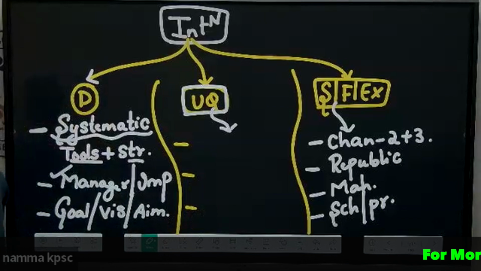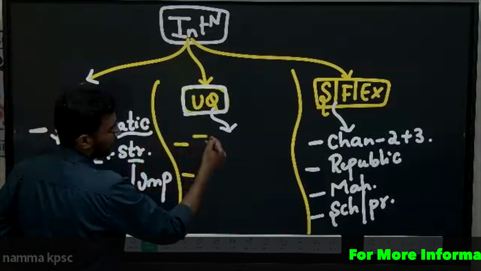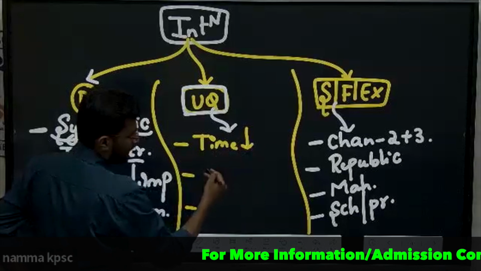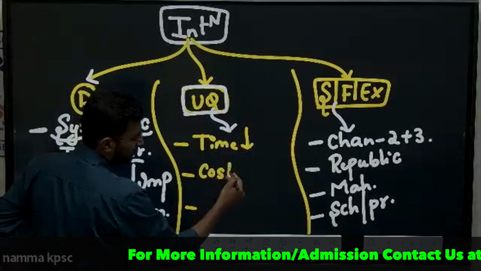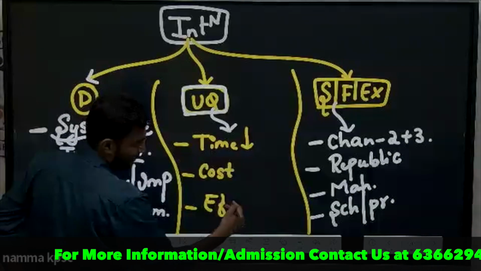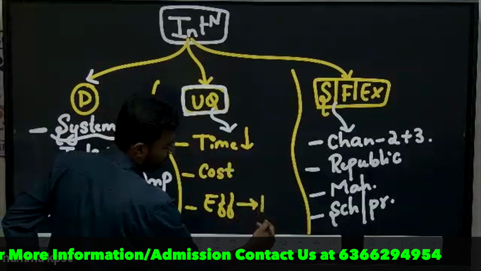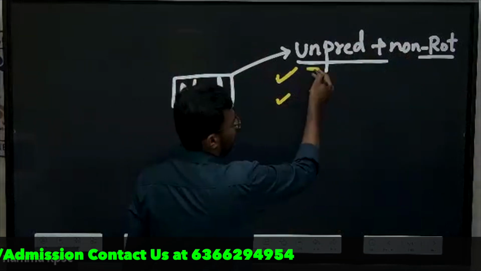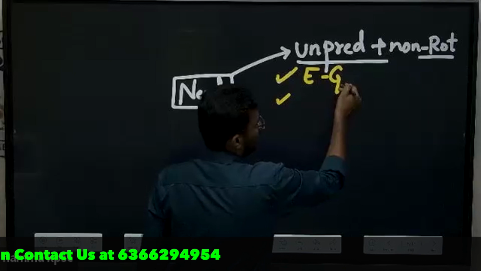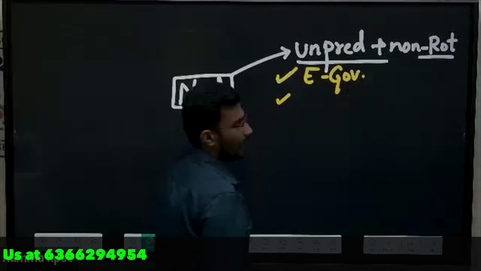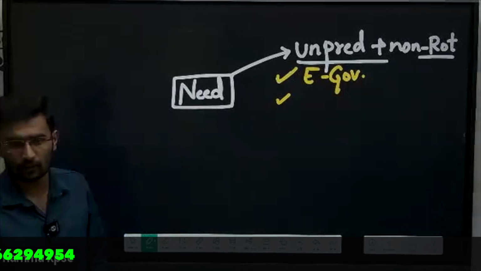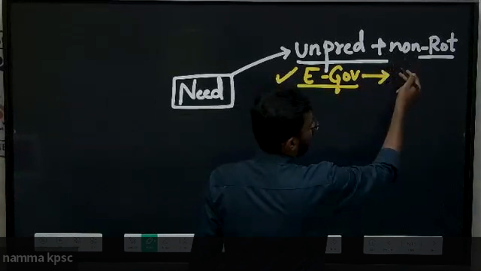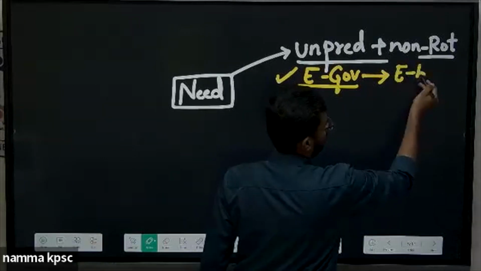Majorly these management tools are being implemented to reduce what? To reduce the time, to reduce the cost, as well as enhancing the effectiveness of policy making. Take an example of implementation of e-governance. Now e-governance, if you ask for an example, take an example of e-Bhoomi.